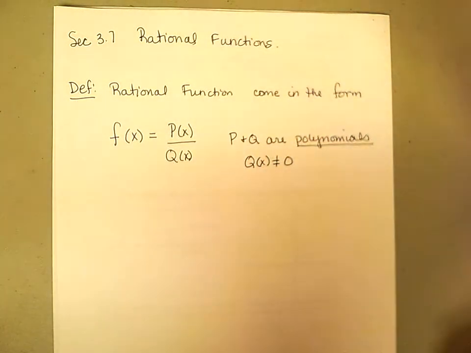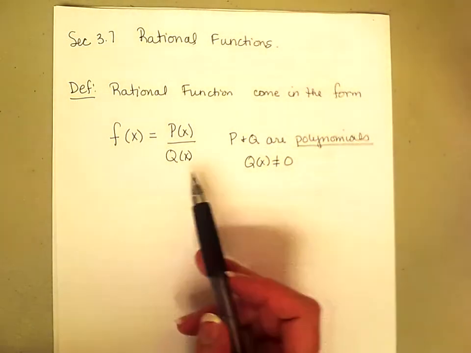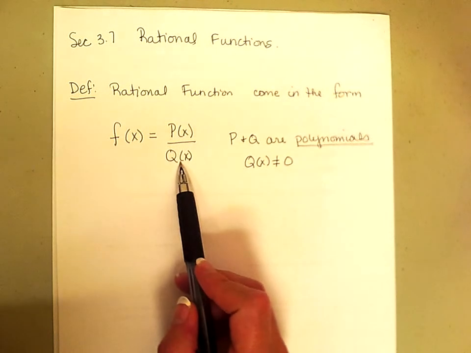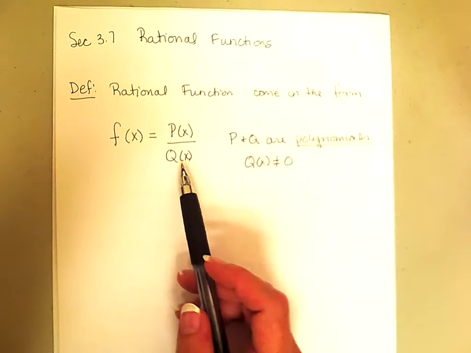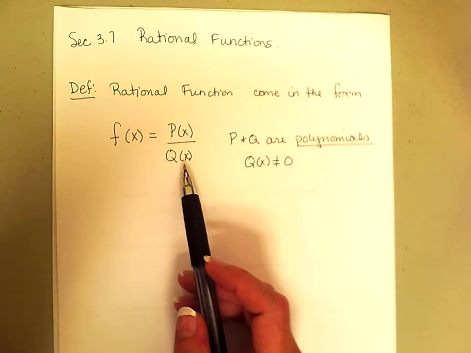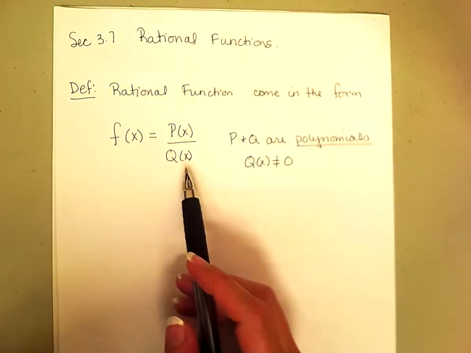It's the same as a rational number. If there's a value of x that will make this denominator go to 0, we'll get a division by 0, which is undefined, which is a problem for rational numbers, and therefore a problem for rational functions.